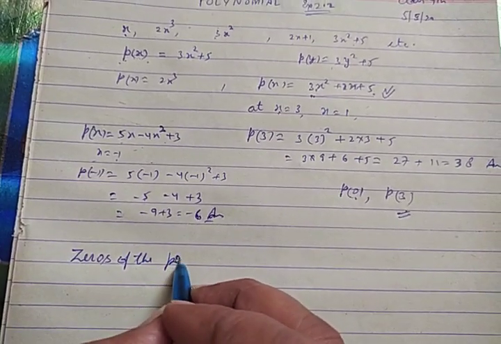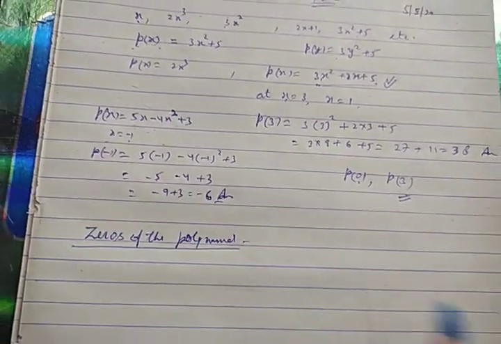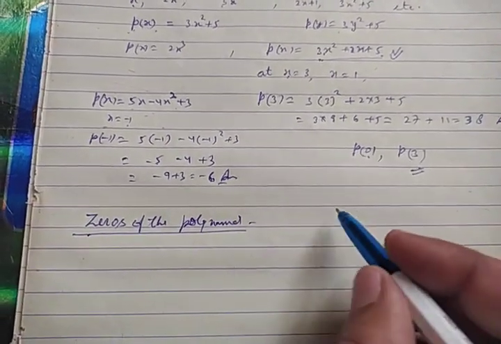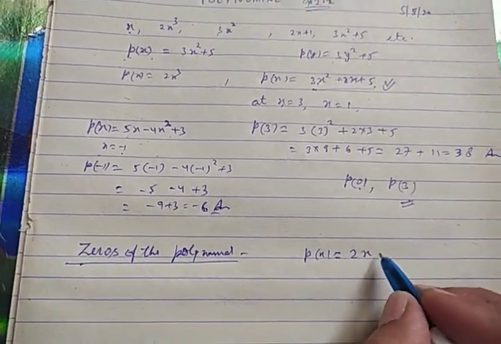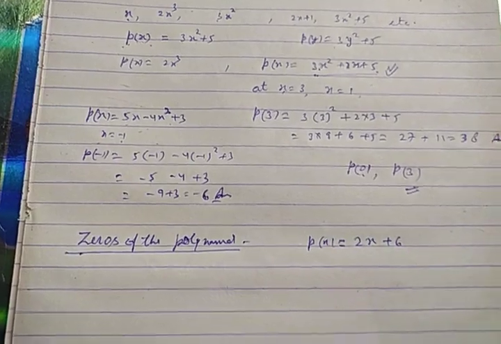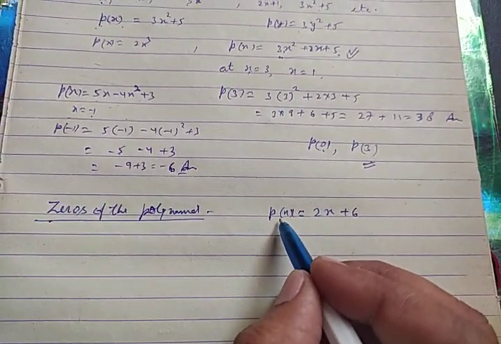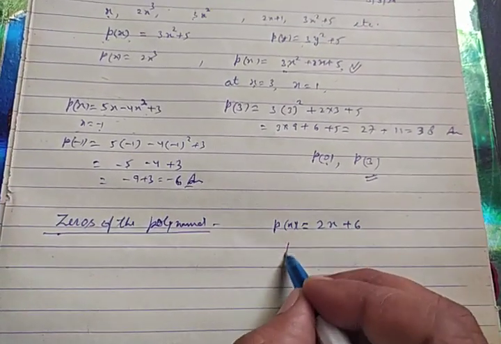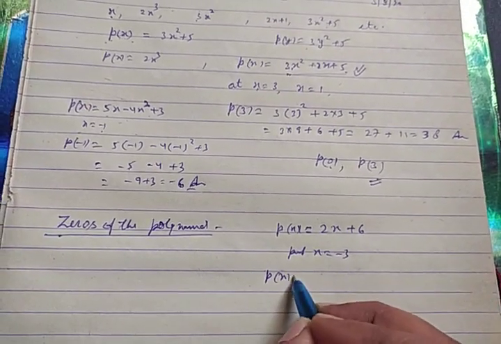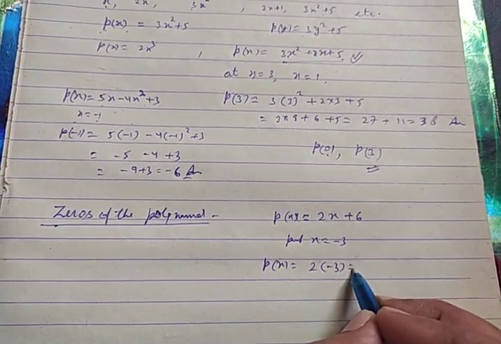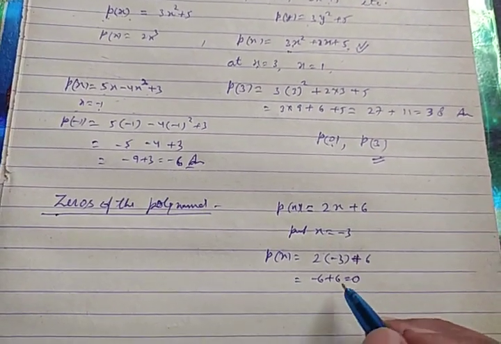Zeros of the polynomial. Zeros means, suppose I am taking a polynomial p(x) equal to 2x plus 6. If you put the value x equal to minus 3, then what are you getting? 2 into minus 3 plus 6, minus 6 plus 6, that is equal to 0.